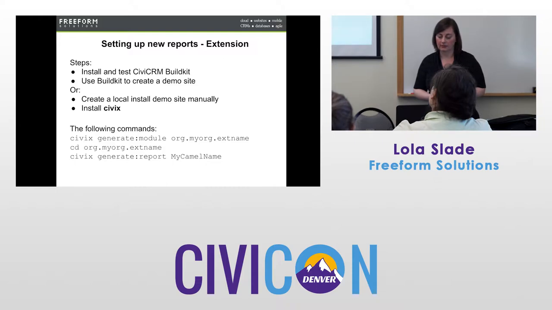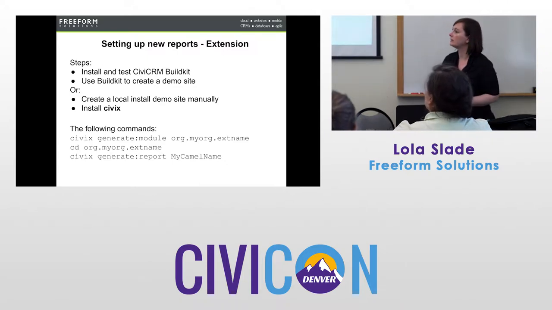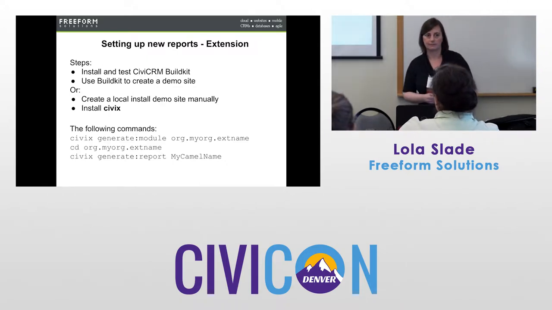So if you get build kit, or you get somebody to help you set up build kit, or if you went to the developer training, so hopefully you have it, then you can do this. Or you can create a local install demo site manually, of course. Go into Apache and set up your choice of Drupal or WordPress and CiviCRM, but you'll have to install Civix at least to create an extension. You can even create an extension manually, but I wouldn't.